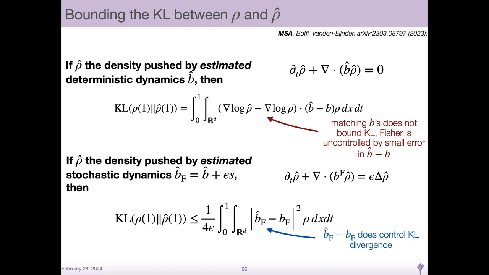However, if your dynamics were actually pushed forward stochastically through this b_F that I was talking about, rather than b, then you actually do get a bound on the KL divergence. So there's something intrinsically different going on here between the deterministic and the stochastic generative models.